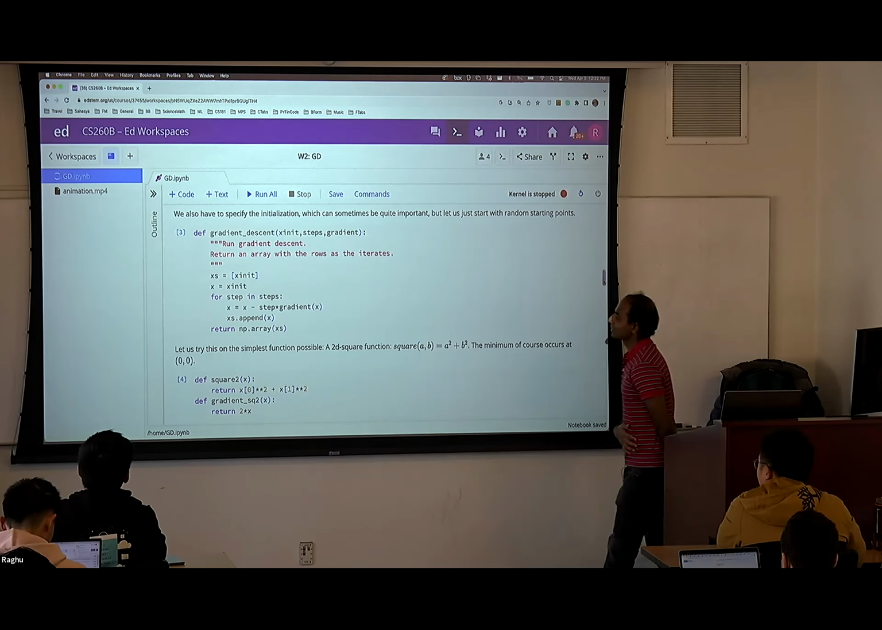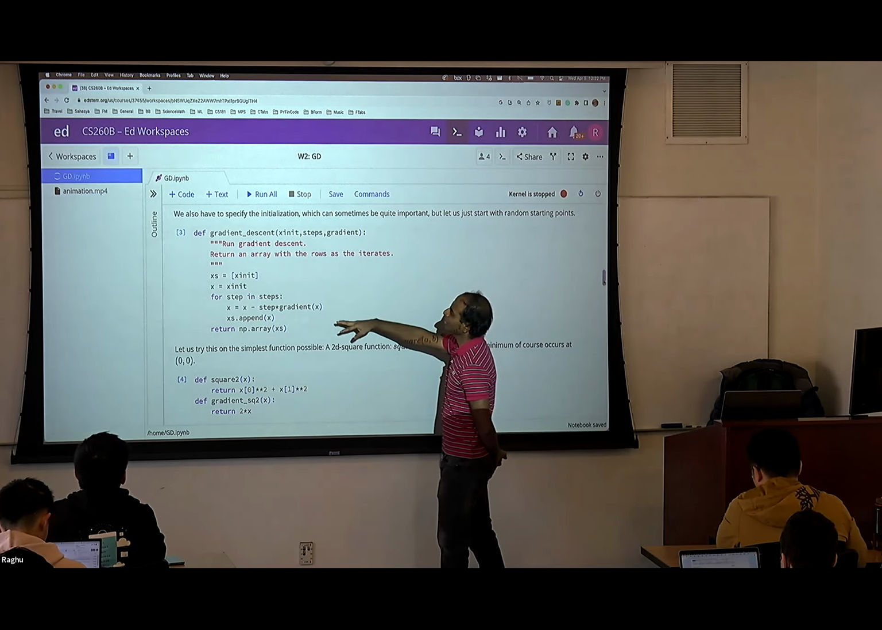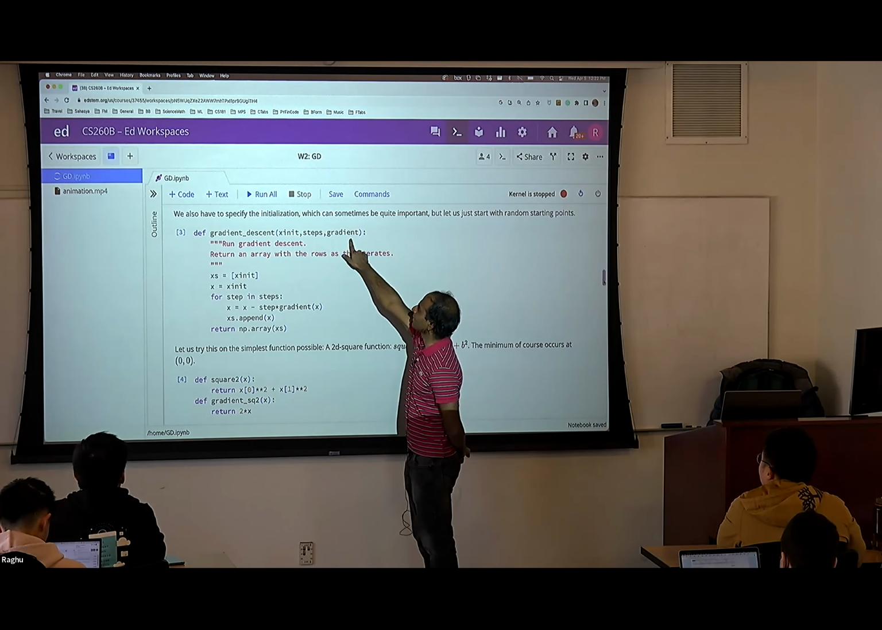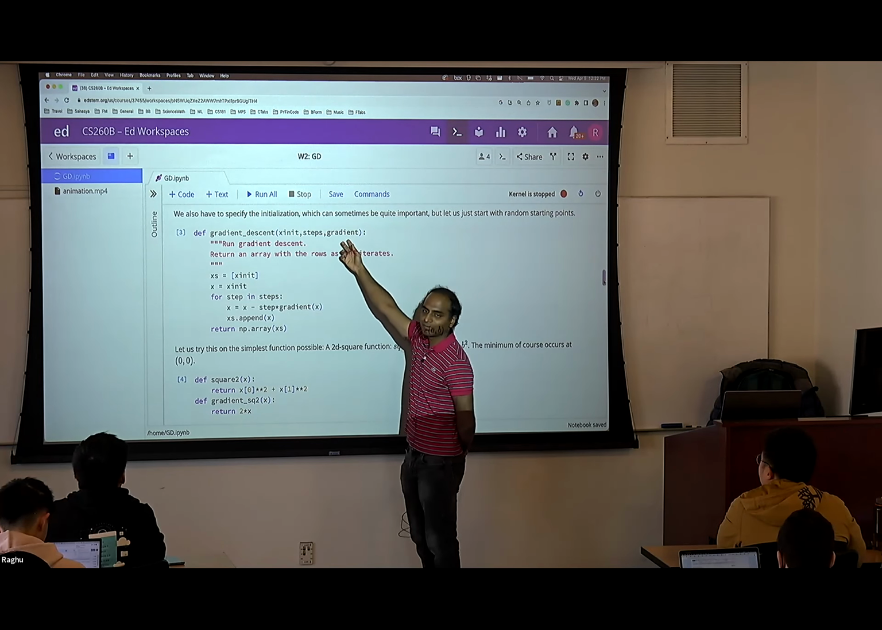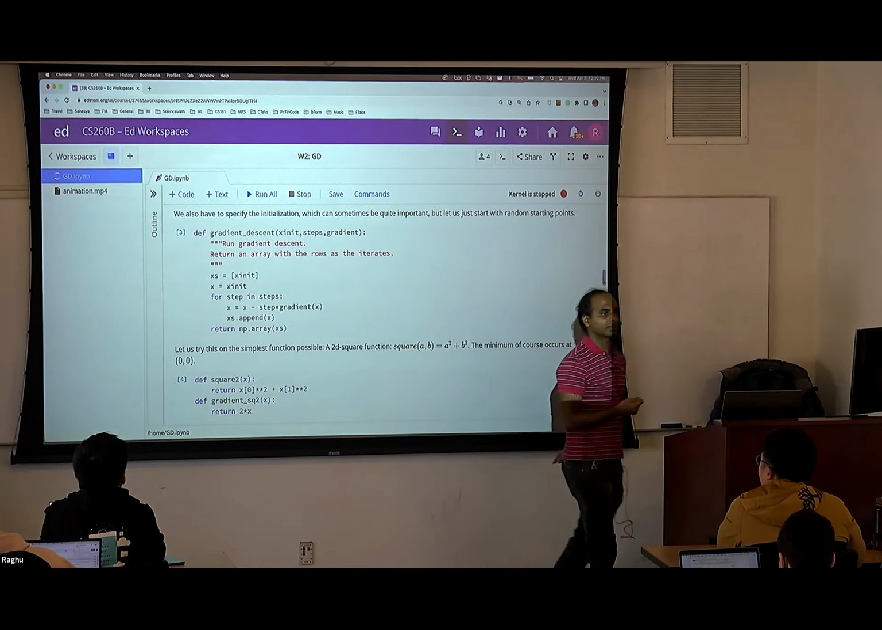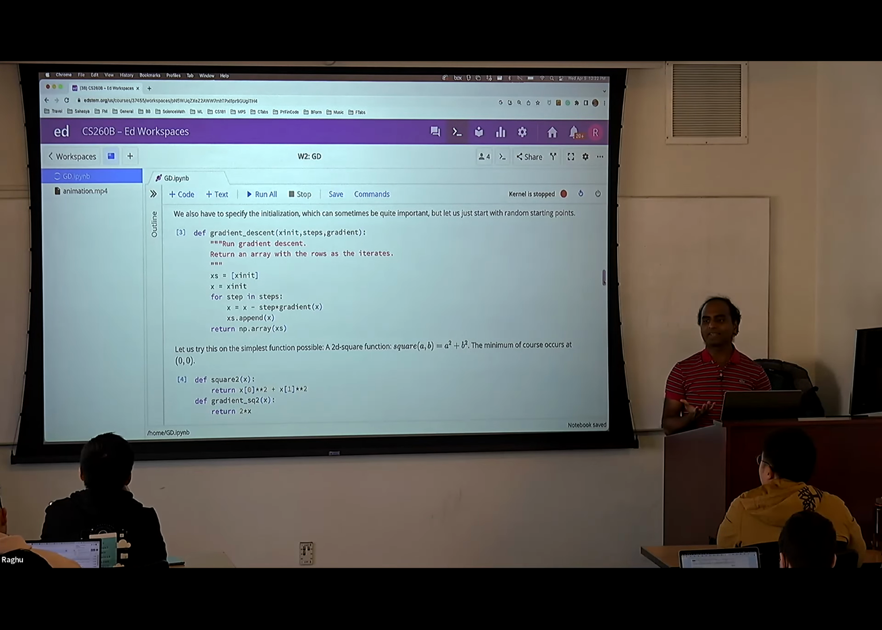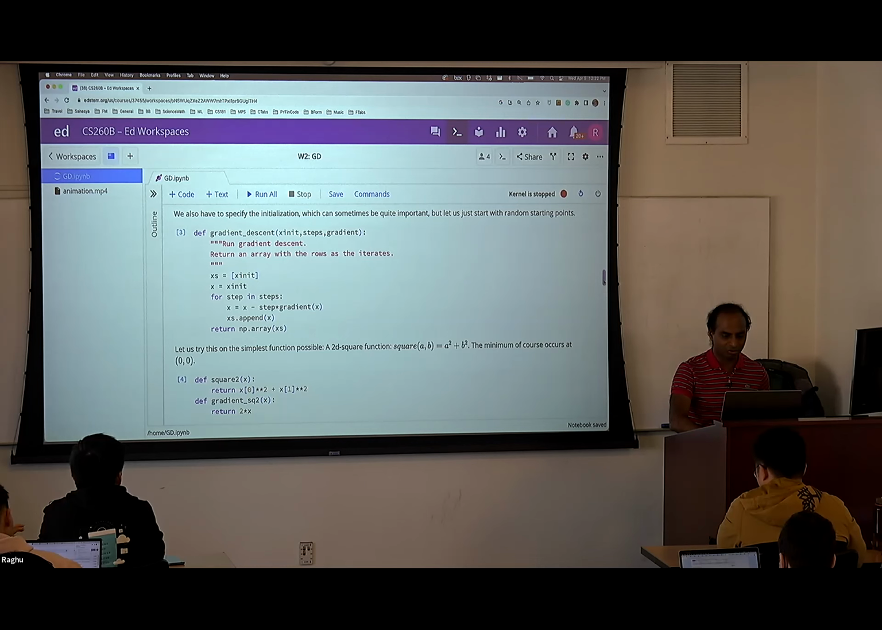In this function, the only thing it needs is a handle for another function which gives you the gradient. That's the nice thing about gradient descent. We said the only thing that it needs to run is some kind of oracle or function call which tells you what the gradient is. It doesn't need to know anything else about the function you're trying to optimize.